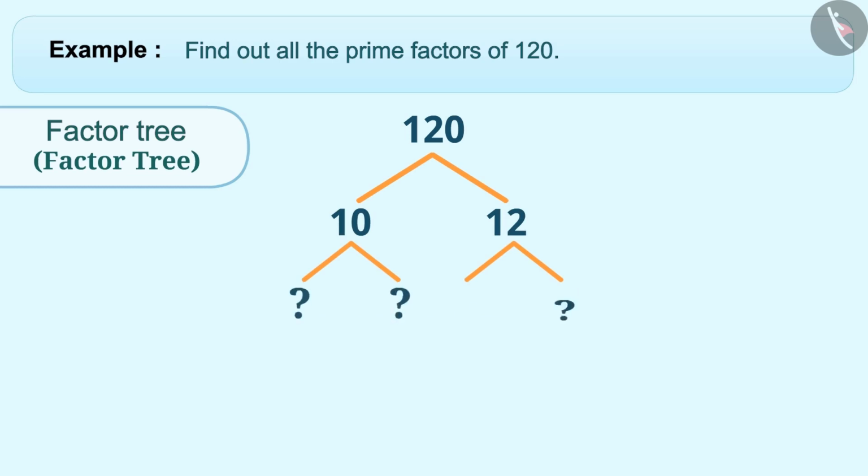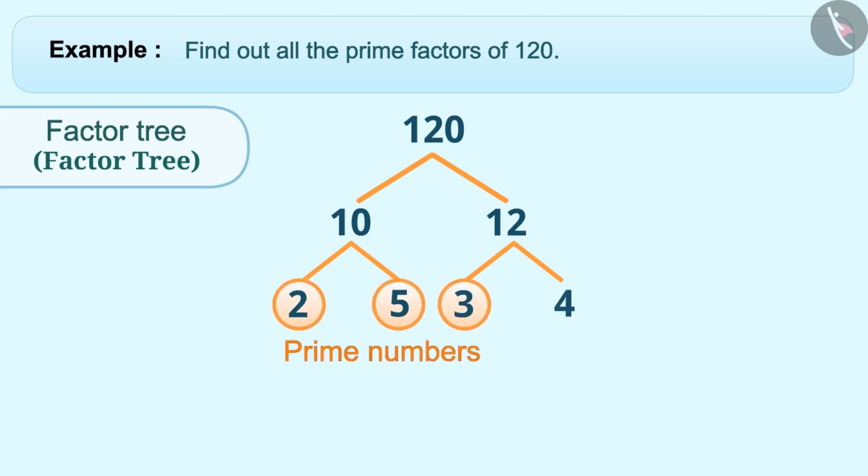Can you find their factor pair? Think about it. Let me tell you. 2 and 5 is the factor pair of 10 and 3 and 4 is the factor pair of 12. Since 2, 3 and 5 are prime numbers, they cannot be divided further. Which means the branches of factor tree cannot go further.